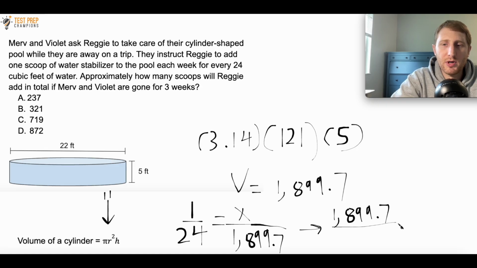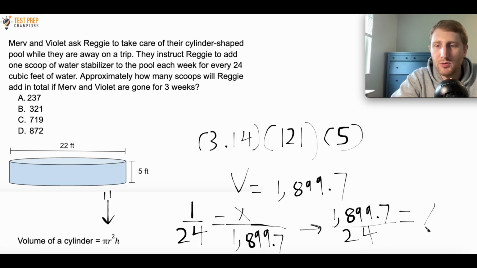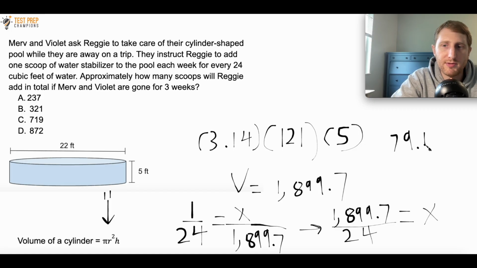So essentially what we're going to do is 1,899.7 divided by 24, and that's going to give us the number of scoops for just 1 week. So when I do that, I get about 79. So let's say 79.15, something like that. And remember here, it just says approximately, so we don't need the exact value. So now what I'm going to do is take 79.15 and I'm going to triple it, right?